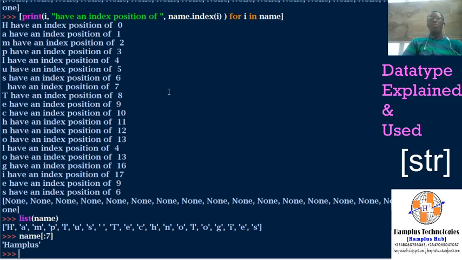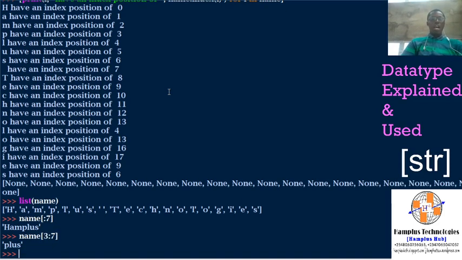I print some plus. Okay, what about if I just want the plus out of it? What should I do? This is zero. P starts from position three, and the word is 3 to 7. I put 3 to 7, close this, and have plus. This is slicing in a string.